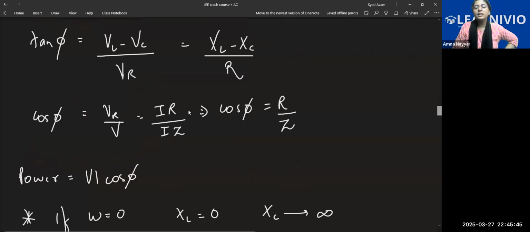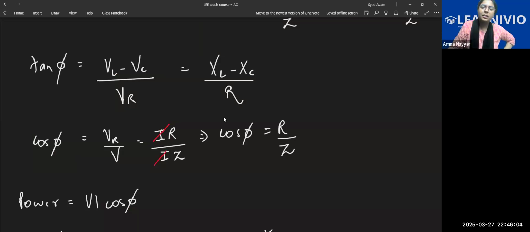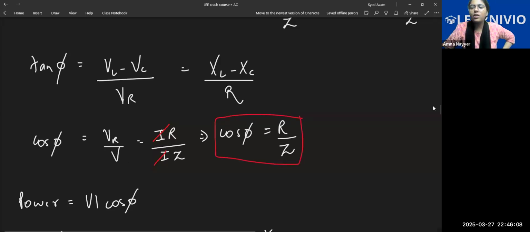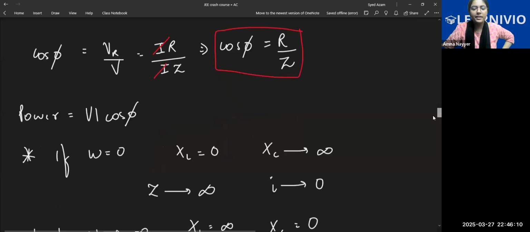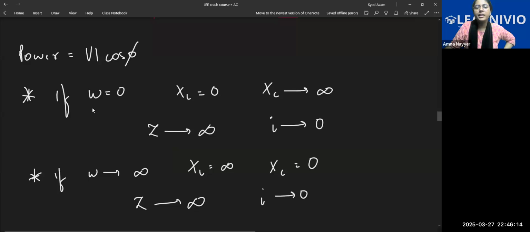Few things are important here. Tan phi has the formula VL minus VC by VR, which is equal to XL minus XC by R. Cos phi is VR by V. Current gets cancelled, so you will get the value cos phi is equal to R by Z. This is important. This has come in the questions. Cos phi is R by Z. Then power is VI cos phi.